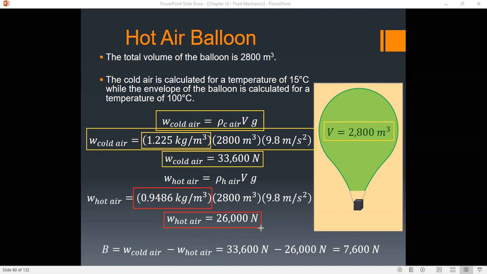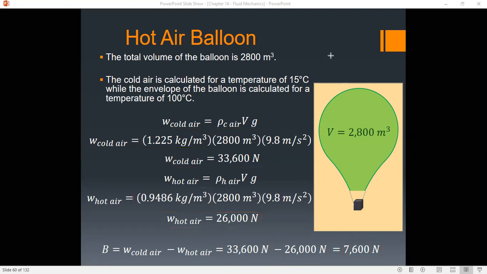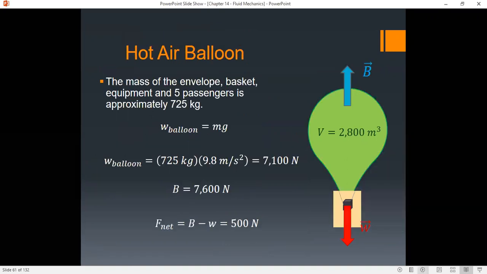So once again, this is going to be the weight of the fluid which is being displaced, and this is going to be the weight of the fluid which we're replacing the cold air with, okay? So as we can see here, that difference, what now becomes the buoyant force, okay? Well, actually, the buoyant force is 33,600 newtons. We subtract off the weight of the fluid that we displace, we get a net force of 7,600 newtons. So that shows how the hot air balloon flies, and that shows you why the hot air balloon has to be so large in volume.